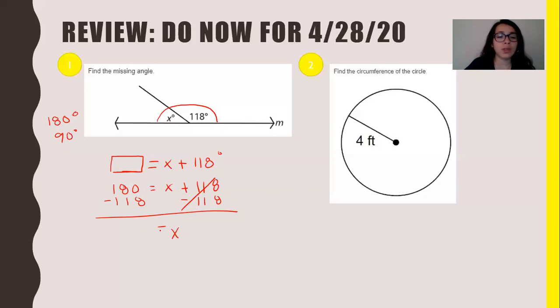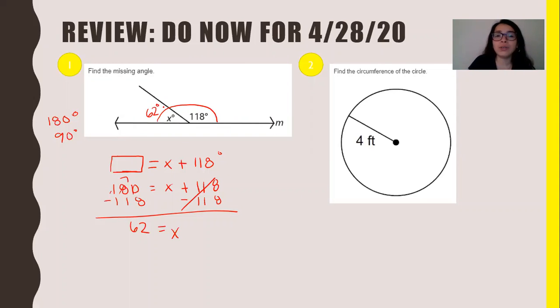And that leaves you with, if I go ahead and do all of that, 10 minus 8 is 2, 7 minus 1 is 6. Well, 1 minus 1 is 0, so that leaves us with 62 degrees. So this angle is 62 degrees.